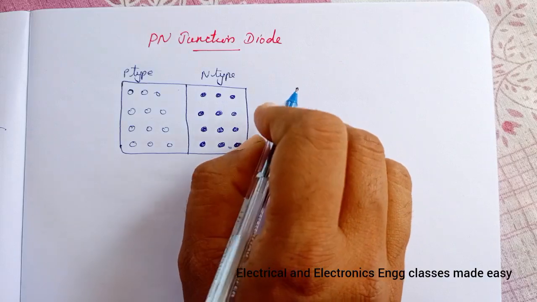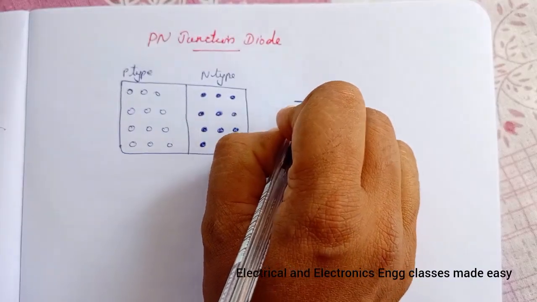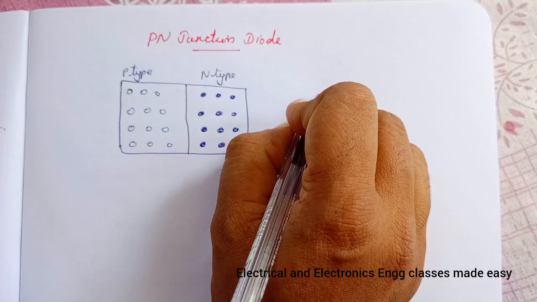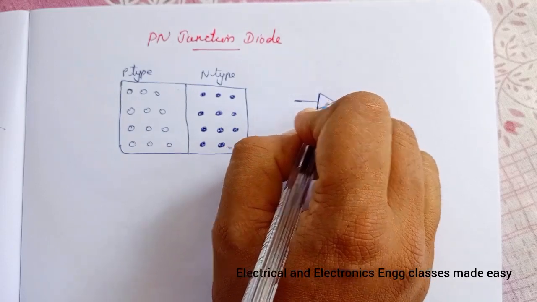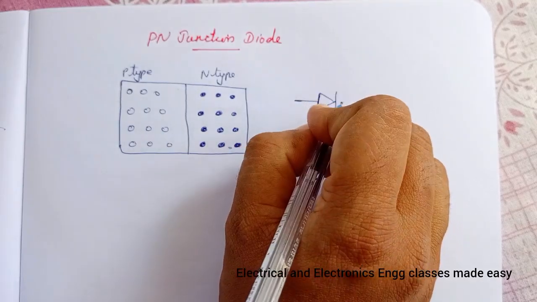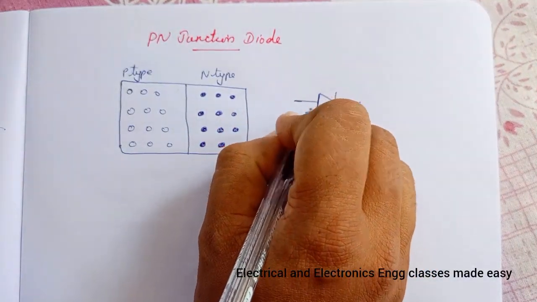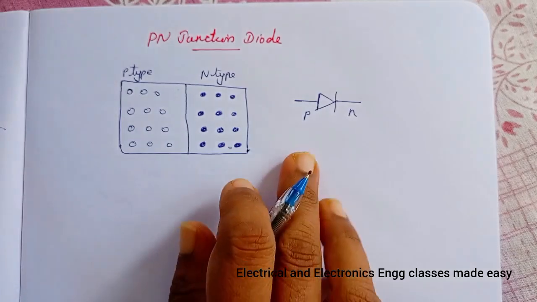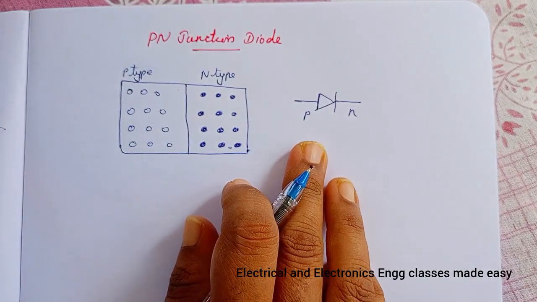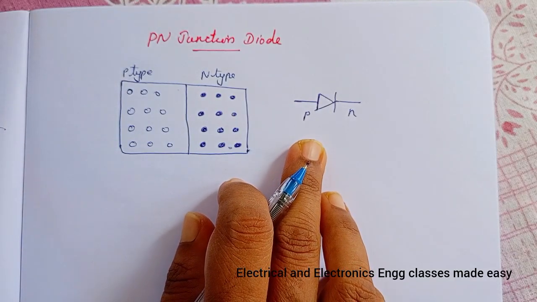And here the schematic symbol of PN junction diode is like this. So this is P side and this is N side. So this is the schematic symbol of PN junction diode.